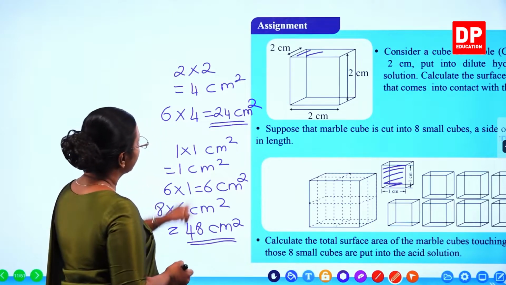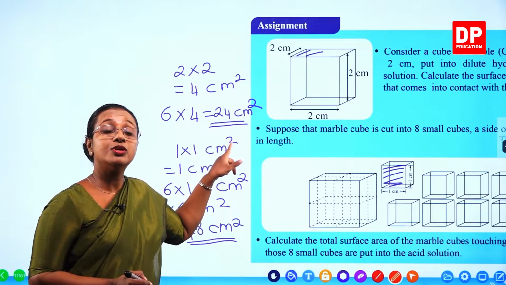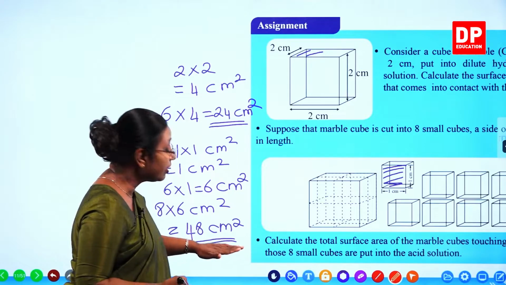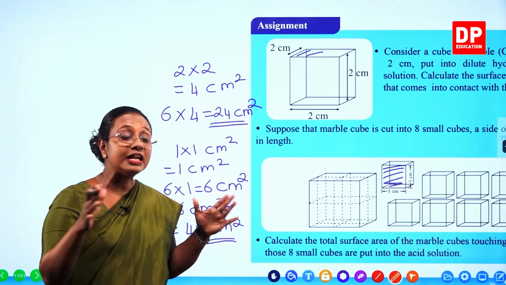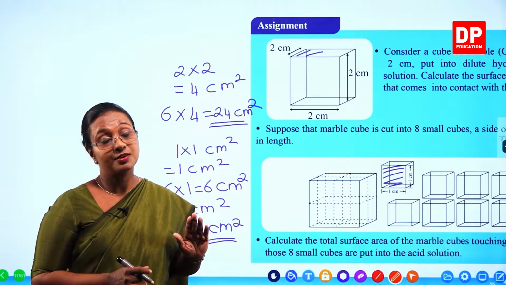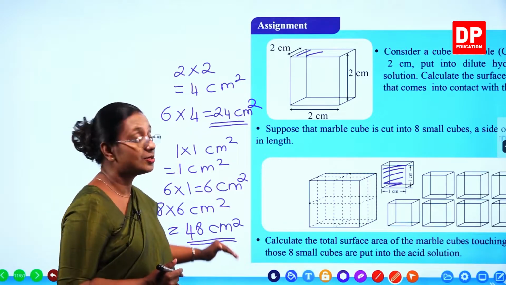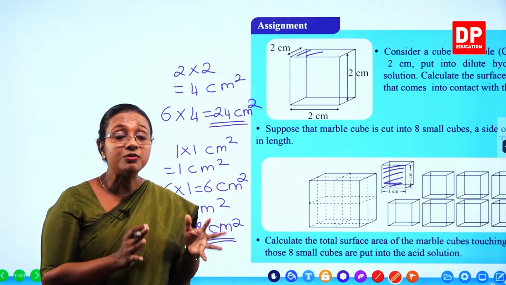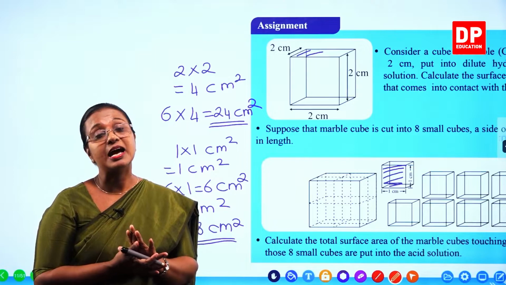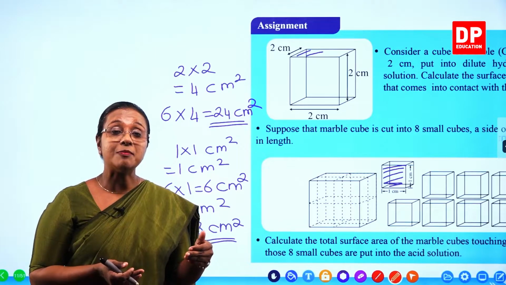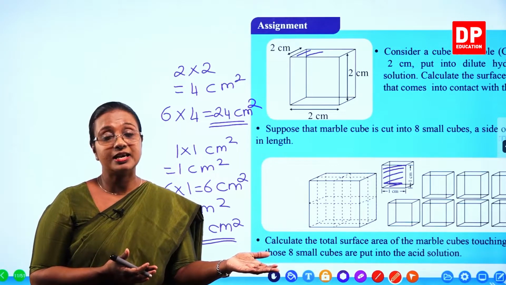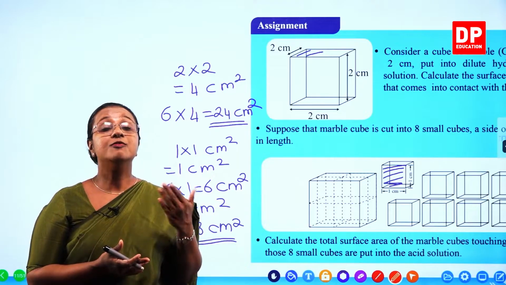Now, can you all see? When it was just one cube, the total surface area was 24 centimeter square. But when you break it into smaller cubes, there is 48 centimeter square of surface area. So, the surface area has become double. The same amount of substance, the same mass, but the surface area has increased. So, what will happen? There will be more calcium carbonate particles exposed to hydrochloric acid, so the reaction will be faster.